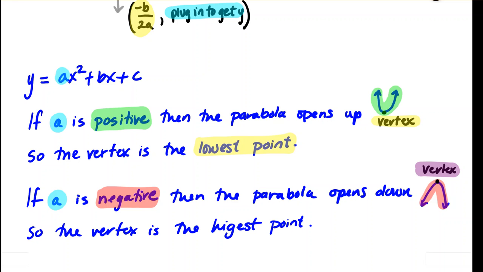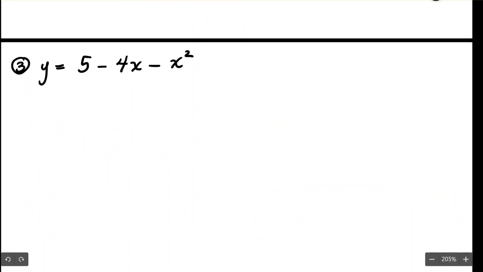All right, so now with this information, let's go ahead and do question 3. Here's question 3. We want to know what the vertex is. Now notice this is not written in y equals ax squared plus bx plus c form, and I think it's helpful to go ahead and write it in that form.